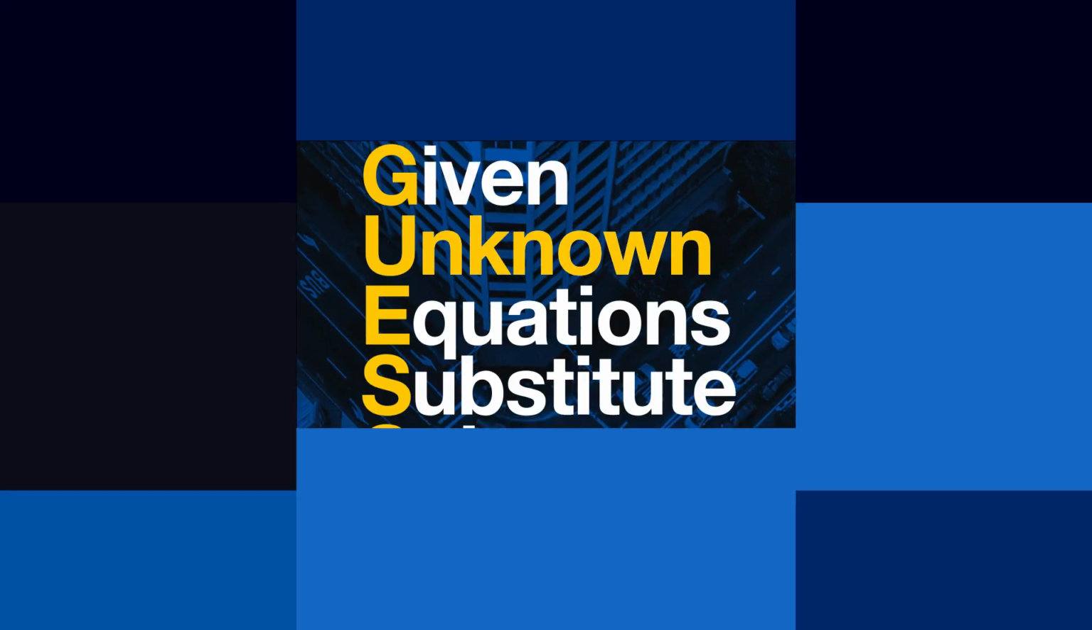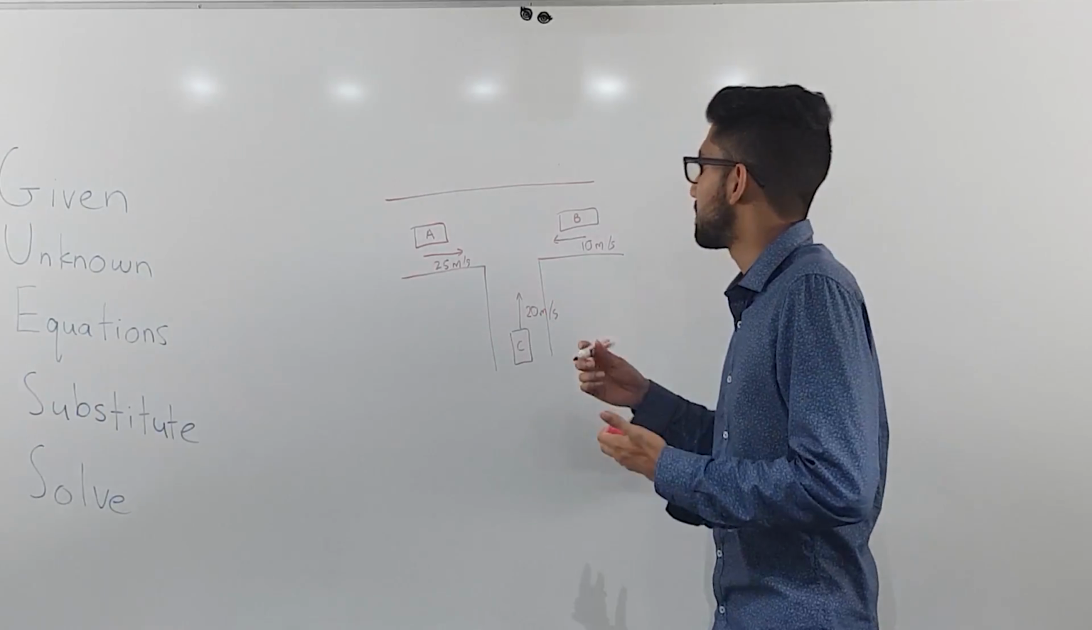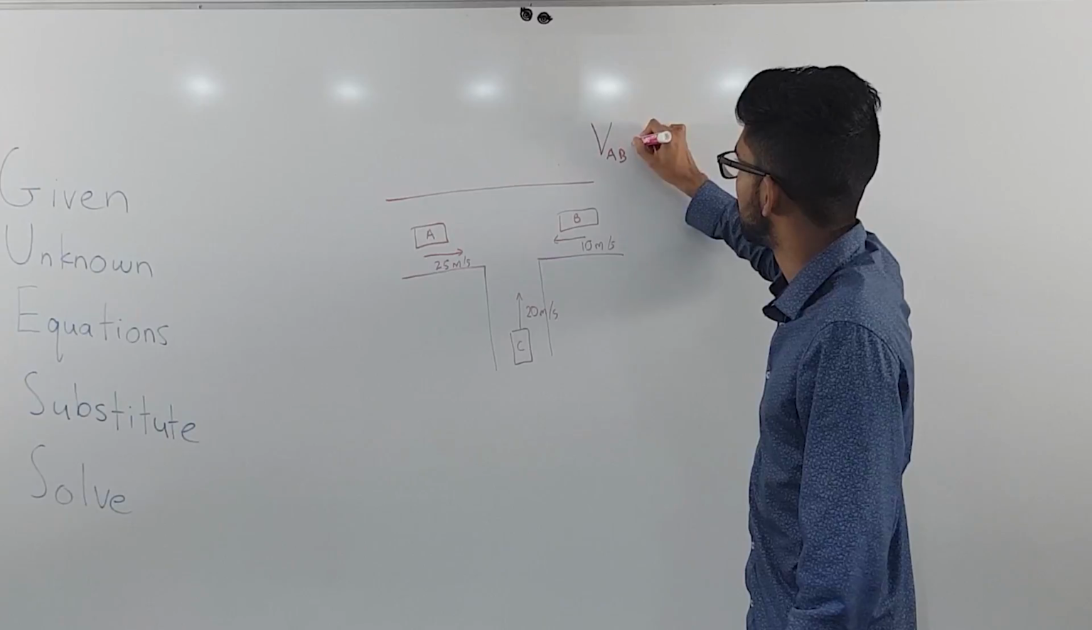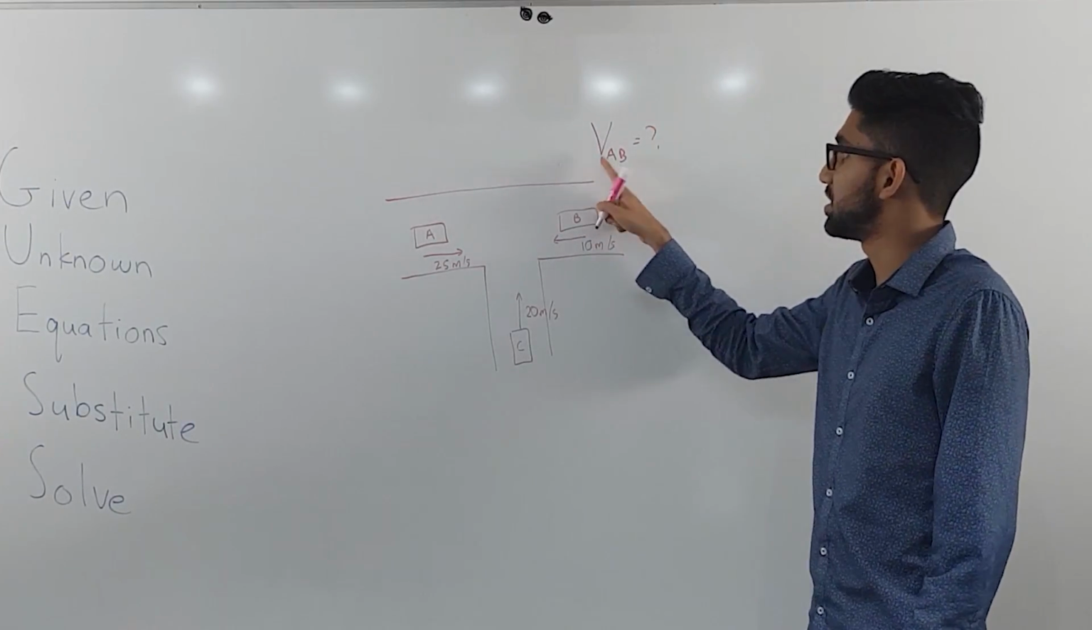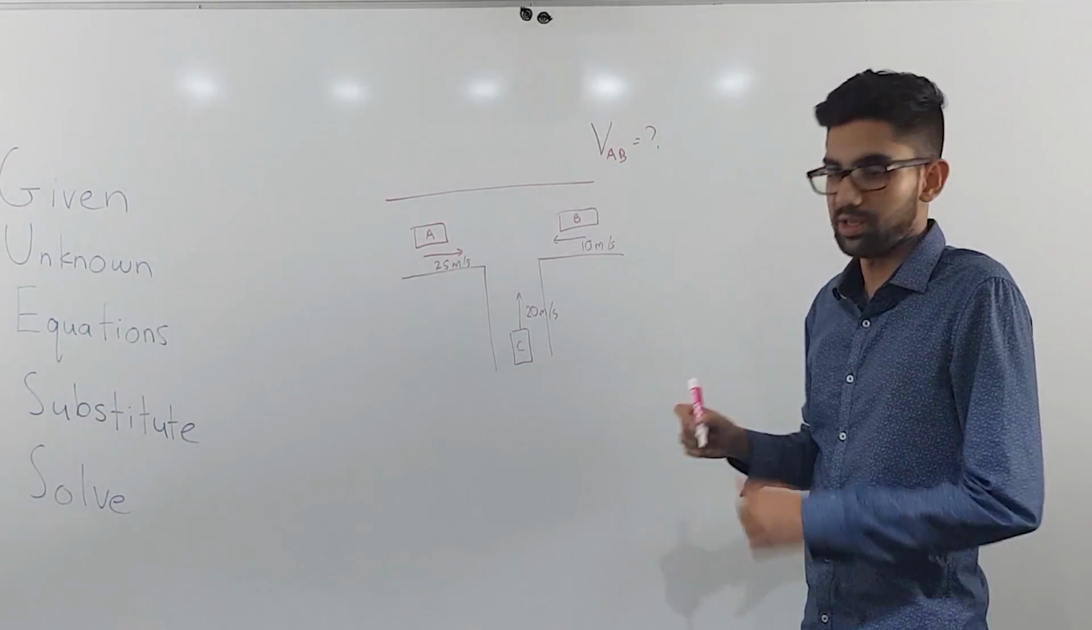Alright, so to answer the question, the next step is to write down what the unknown is. So the question says, find the velocity of car A relative to car B. So that means the unknown is going to be VAB, because we're trying to find the velocity of car A with respect to car B, or relative to car B.